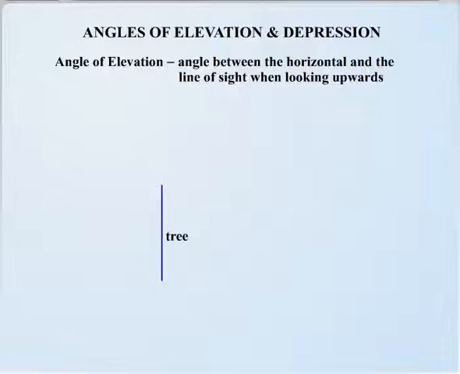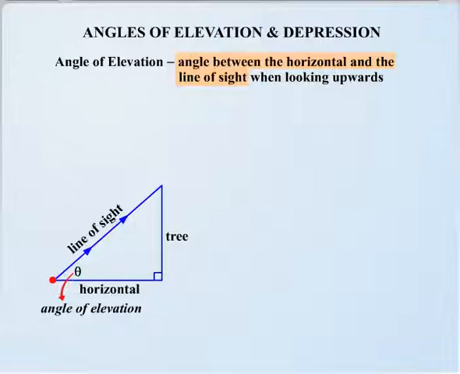Consider this tree, okay, diagram of a tree, not a great looking tree, fairly skinny. Anyway, from that point there, if we were looking up to the top of that tree, that would be our line of sight, and it's the angle between the horizontal and the line of sight. So we draw in our horizontal, and that angle there, theta, that would be the angle of elevation.